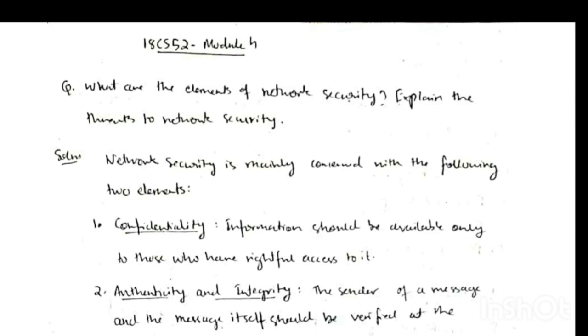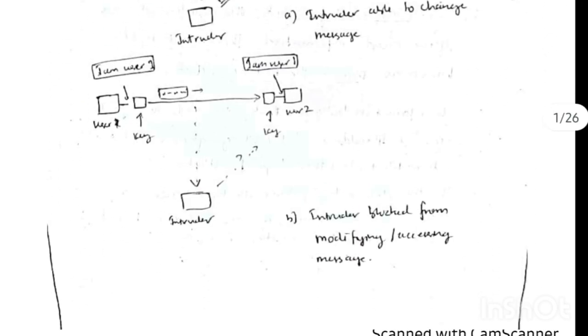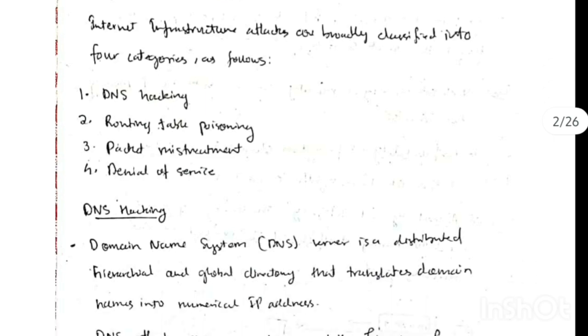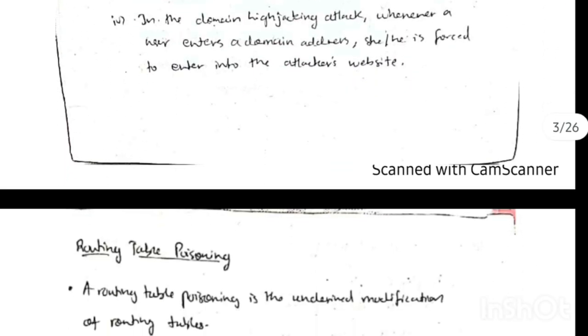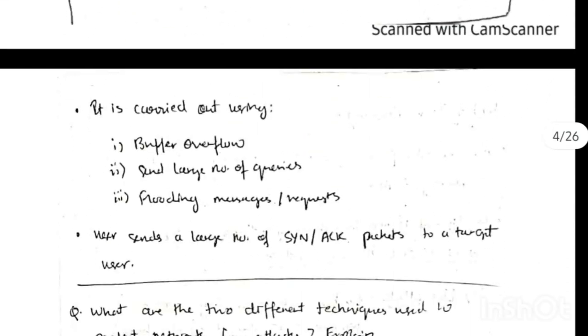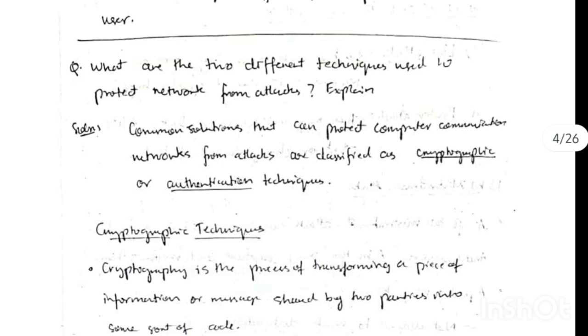Coming to module 4 of CN, let's first go through what all topics are there. The first topic is about the elements of and the threats to network security. So a brief overview of what the elements of network security are and how attackers attack. These two are the main questions, and after that we have the two techniques to secure the network: cryptographic techniques and authentication techniques. The rest of the module is regarding these two techniques.